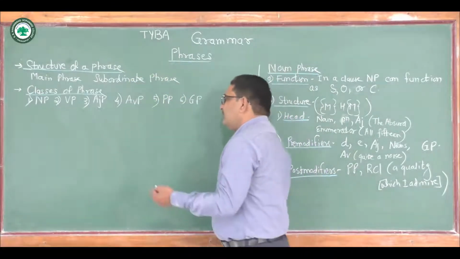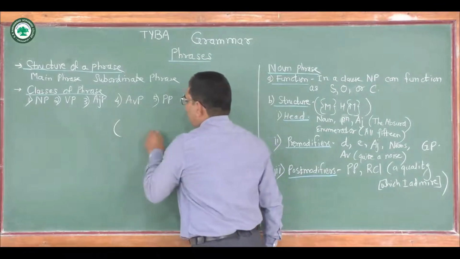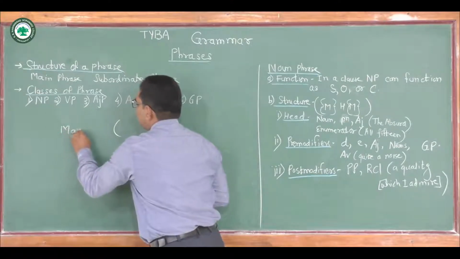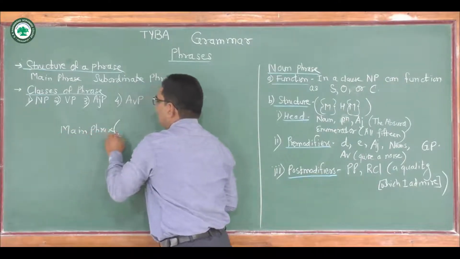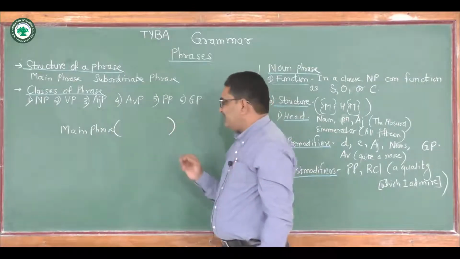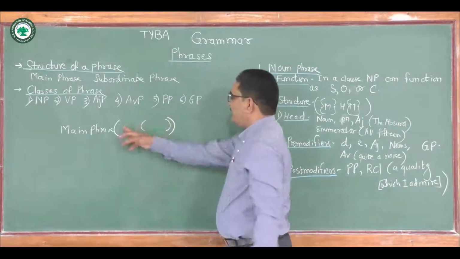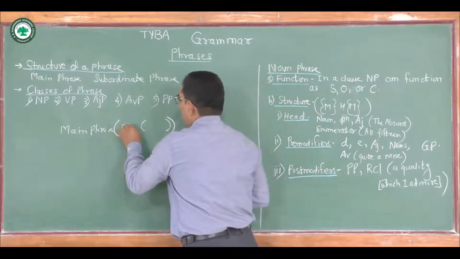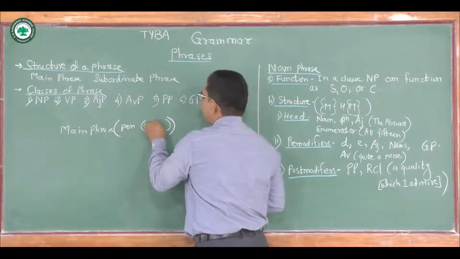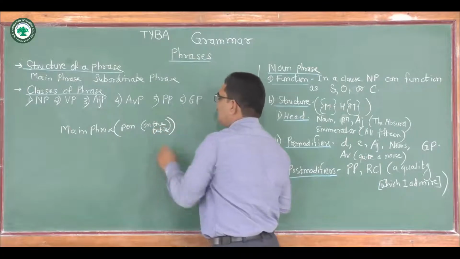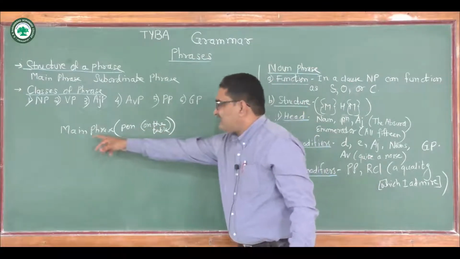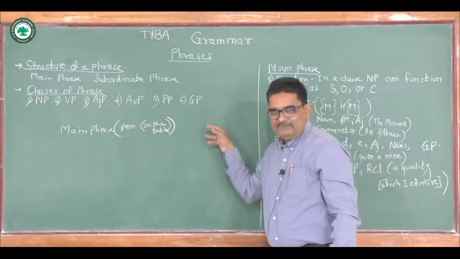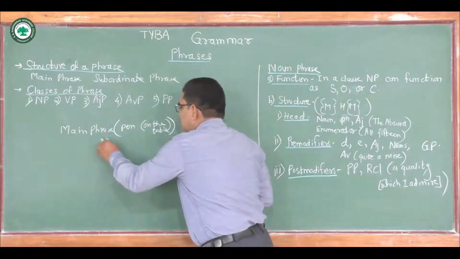By the bracketing system, you can say this is the main phrase. And in between, we may say this is the subordinate phrase. Phrase in phrase. Just for example, pen on the table. The entire phrase, pen on the table, what is it? It is a main phrase. Which phrase is it? It is a noun phrase.